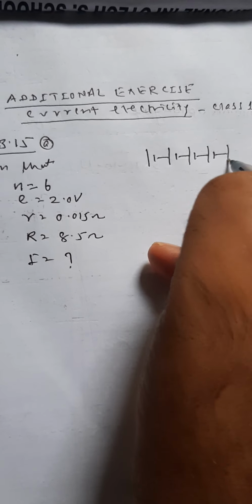So actually this question is related to the combination of cells in series. 1, 2, 3, 4, 5 and 6 cells are connected in series as per the figure, and finally connected to the external resistance capital R equal to 8.5 ohm, EMF 2.0 volt of each cell, and internal resistance small r equal to 0.015 ohm, and so on.